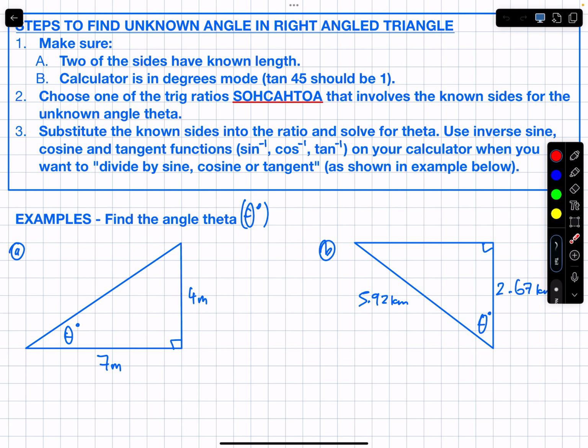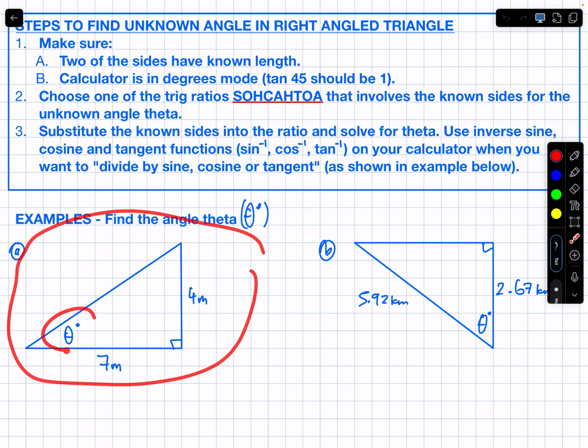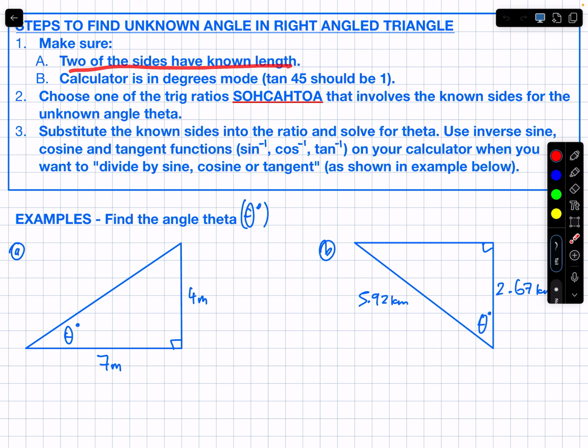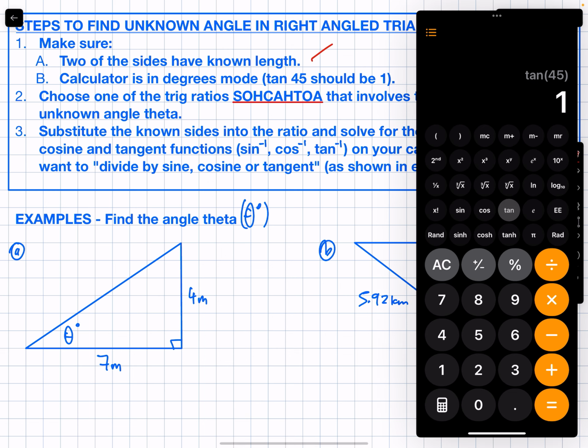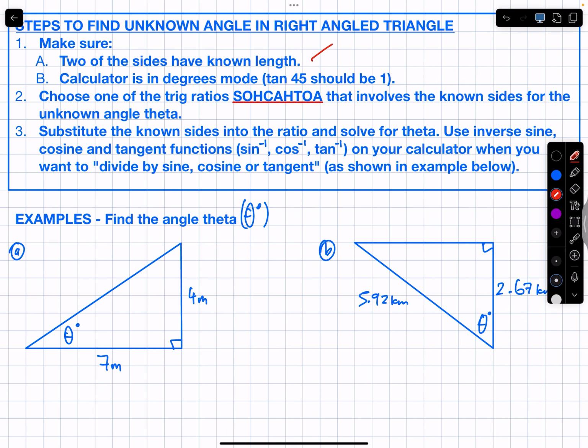All right, can I demo these steps, please? We are looking at A. We want to find this angle that I don't know right now. So let's do the steps. Do I know 2 of the sides in this triangle here? Do I know how long the bottom side is? Do I know how long the right-hand side is? Yes, so I can tick that. Is my calculator in degrees mode? Tan 45, is it 1? Yes, it's in degrees mode now.